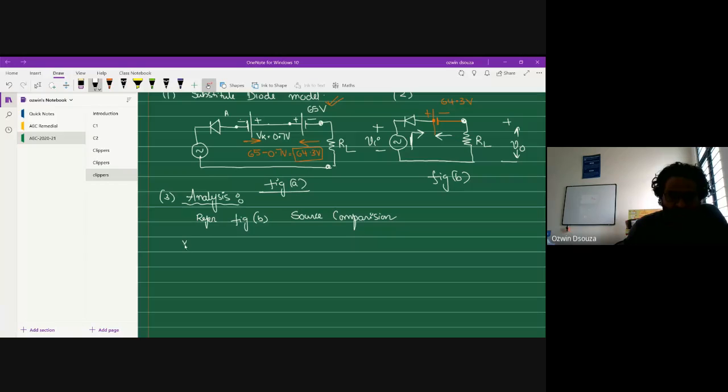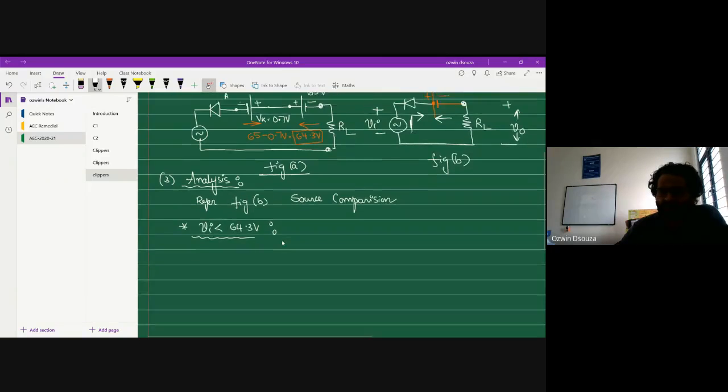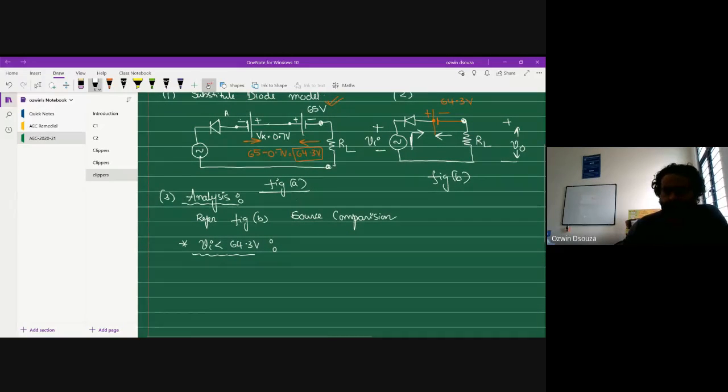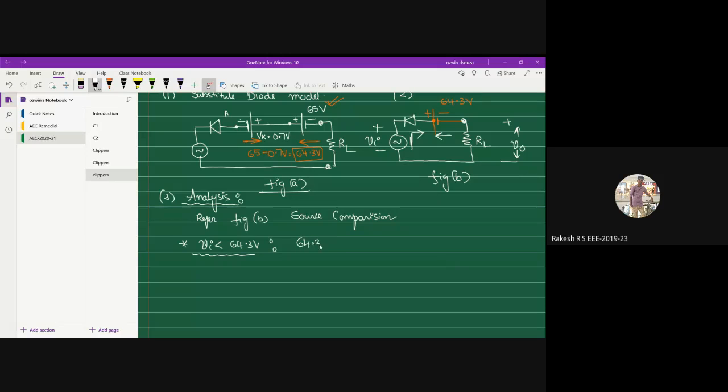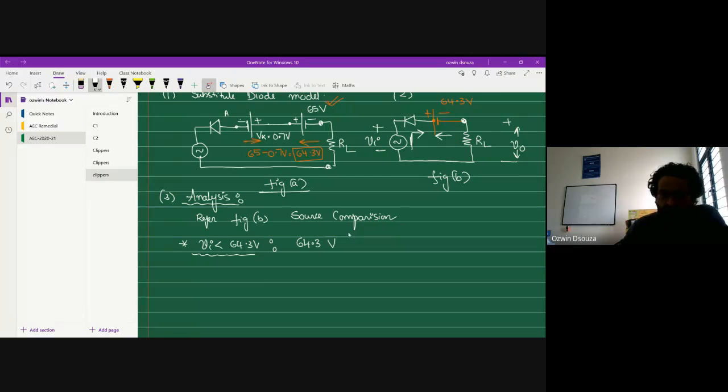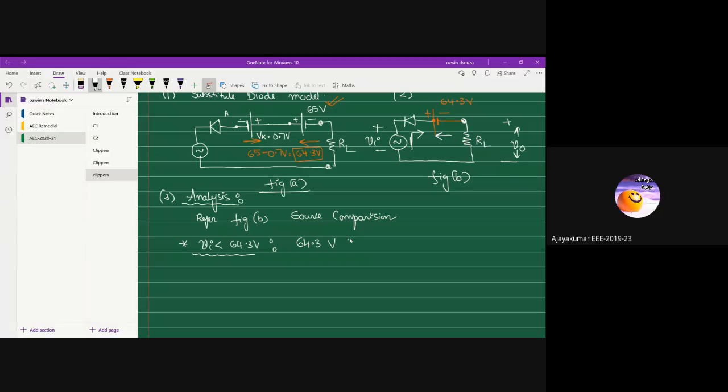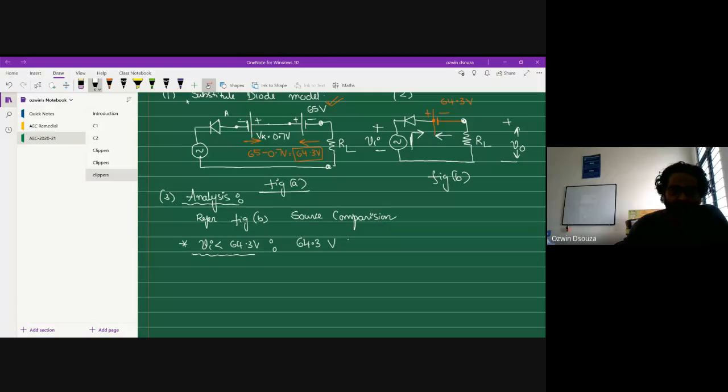So let's consider the case wherein your input is less than 64.3 volts. If your input is less than 64.3 volts, what happens? Can anyone tell me? Forward bias. Why does it get forward biased? Okay, 64.3 volts, it's okay.